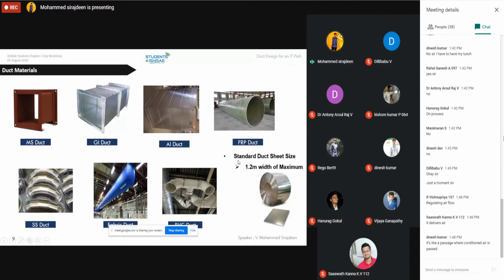So this is the standard length, but by width we can go up to a maximum of 2.4 or more, even 5 meter. It will be like a big house. So generally maximum 1.2 is the standard. Then lengthwise we can go up to 2.4 meter.